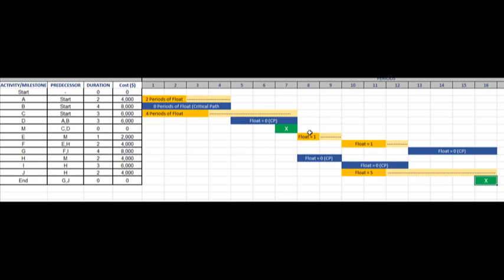Now, it's possible if any of these non-critical tasks are delayed, if, say, activity A is delayed 3 periods and completes here, well, now that is critical path. So I'm not saying we ignore non-critical path activities, but we really have a very close eye on our critical path activities. Now, let's look at a scenario.